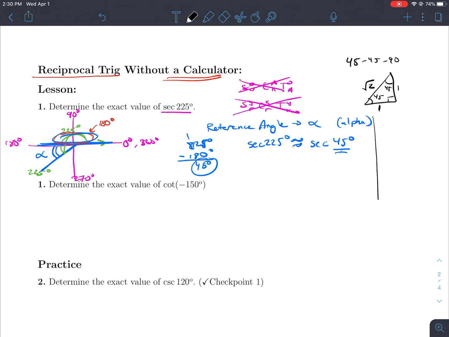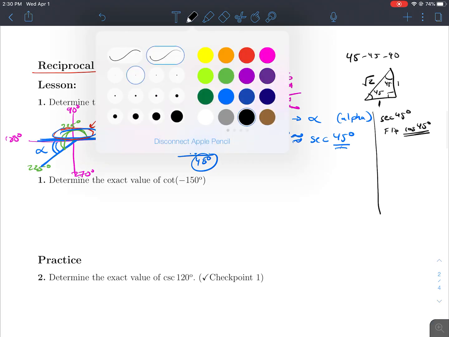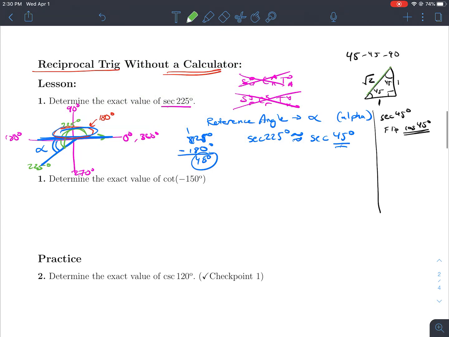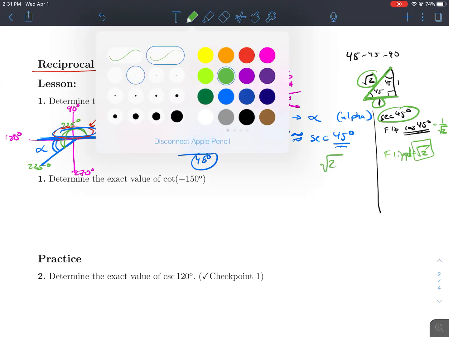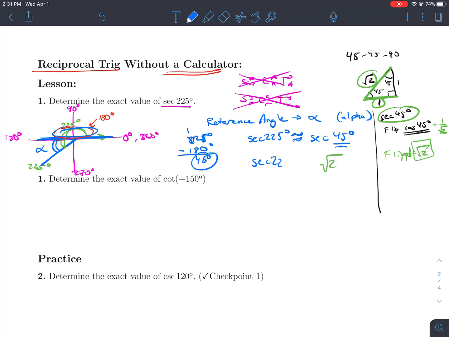So for secant of 45 degrees, we're going to flip cosine of 45 degrees. So cosine of 45 degrees would be 1 over root 2. And so when we flip it for secant of 45 degrees, we just get root 2. Flipped, it equals root 2. Okay, so this is root 2 here. So going back here, secant of 225 degrees has to equal square root of 2.